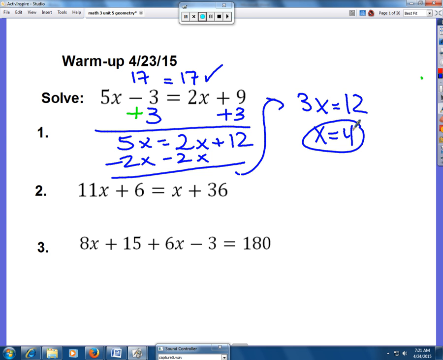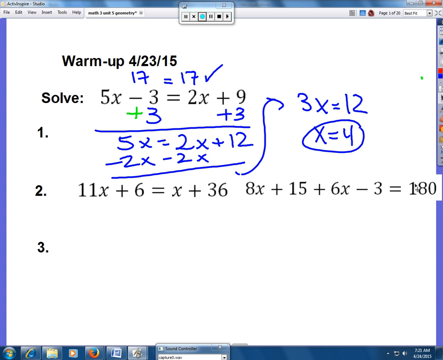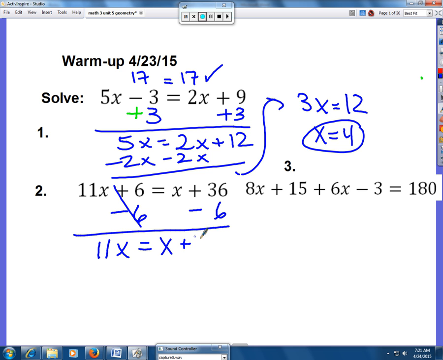For number 2, let me move this out of the way a second. I'll put this over here. Put number 3 up here. Okay. For number 2, you're just going to do about the same thing. Not plus 6. Minus 6 from both sides. So you have 11x equals x plus 30.